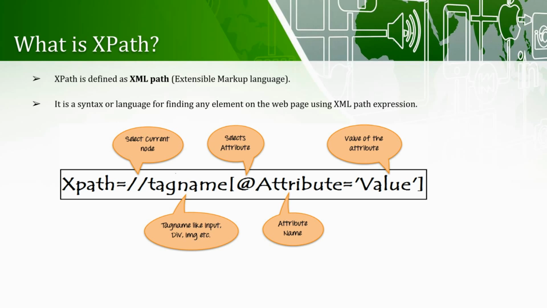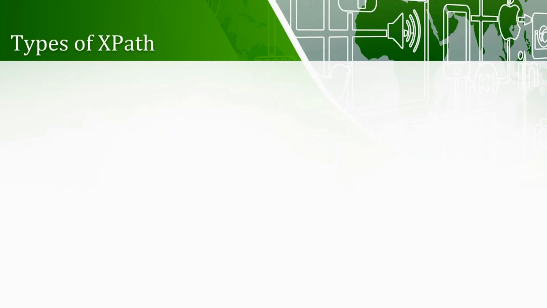@ denotes the attribute. So when you are writing the attribute, you have to prefix it with the @ symbol. Then you write the attribute name that you are going to use for identifying the element on the web page. Equals to value, that is the value of the attribute. It is very simple. Identify your reference node, then enter the tag name of the reference node, then identify the attribute, and enter the attribute name and its value. That completes your XPath.